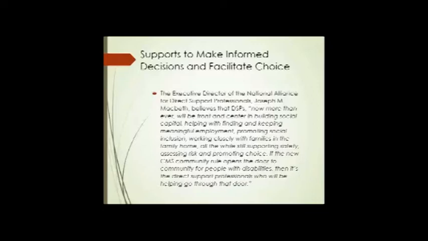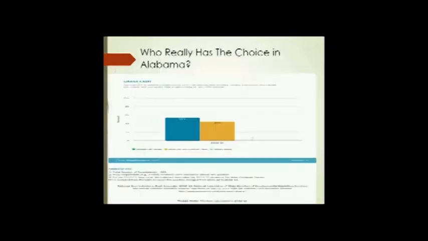If the new CMS community rule opens the door to the community for people with disabilities, then it's the direct support professionals who will be helping go through that door. So that's an important factor to remember. So when we look at Alabama, who really has the choice in Alabama?